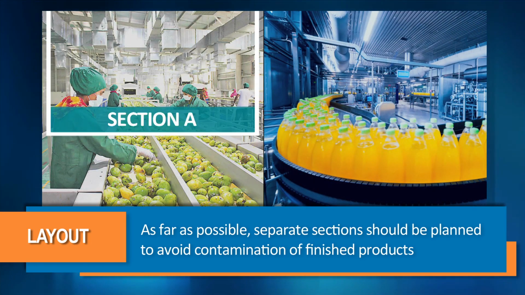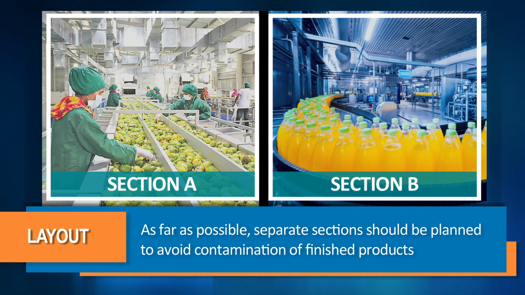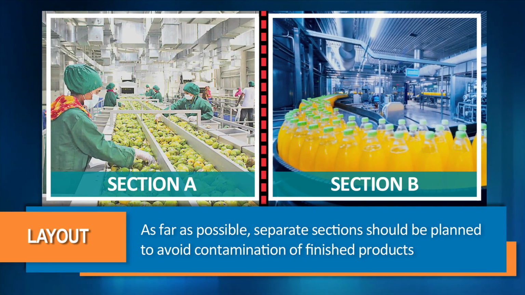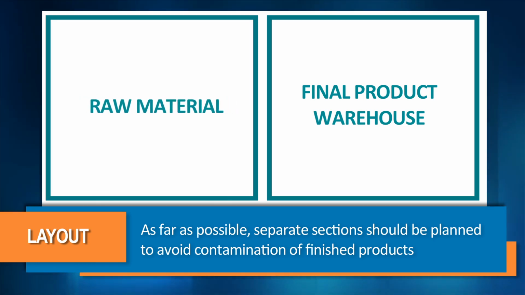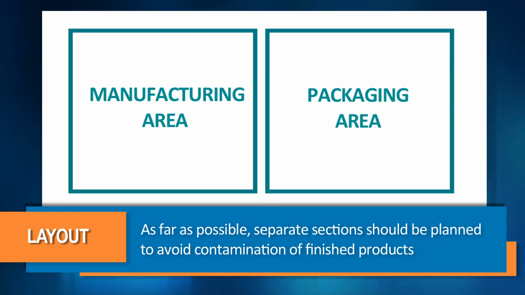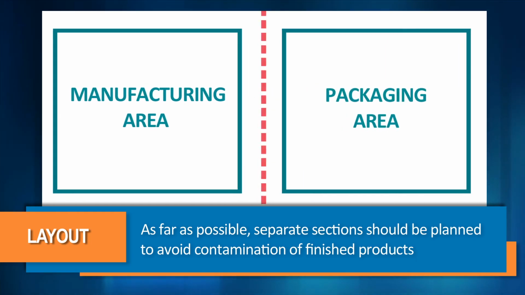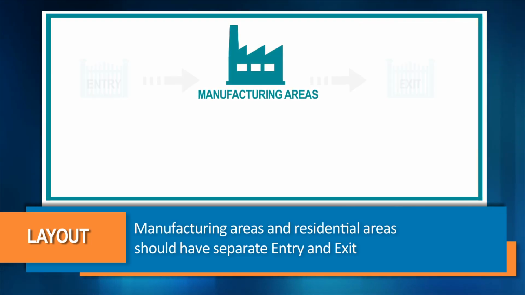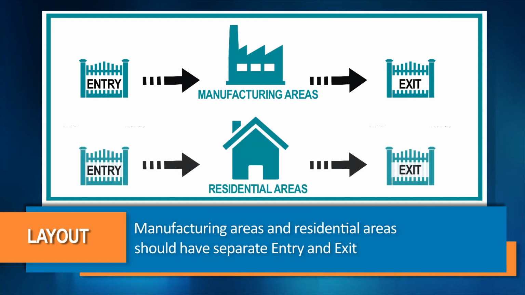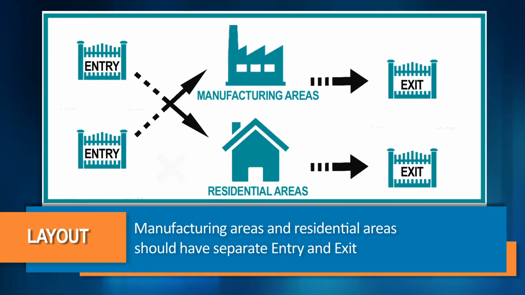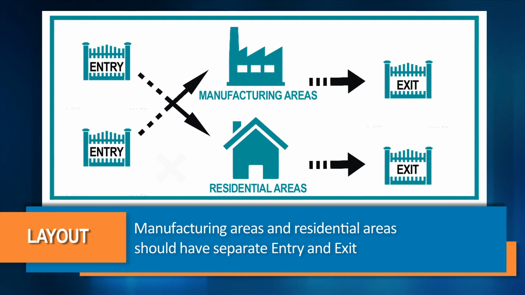As far as possible, separate sections should be planned to avoid contamination of finished products. For example, the raw materials section should be separate from the final product warehouse, and the manufacturing area should be separate from the packaging area. Also, the entry and exit to the manufacturing and residential area, if any within the premises, shall be completely separate and should not cross paths, as it may lead to cross-contamination.